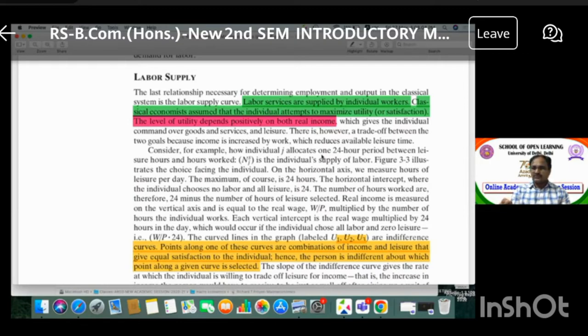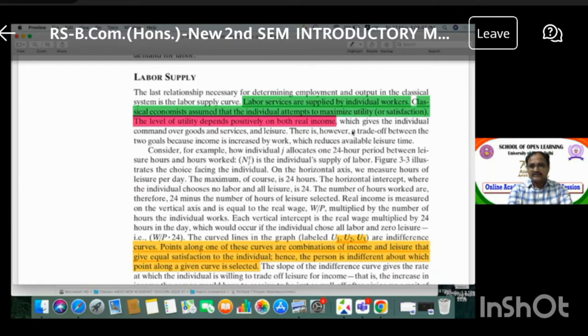So out of 24, 8 hours working means, what is the point? Out of 24, 8 hours working means how many hours remain? The rest is 18 hours, 16 hours, sorry. 16 hours is leisure, 8 hours is working hours. So the trade-off means if you work more, you must give up leisure hours. So there is a trade-off between leisure hours and working hours.